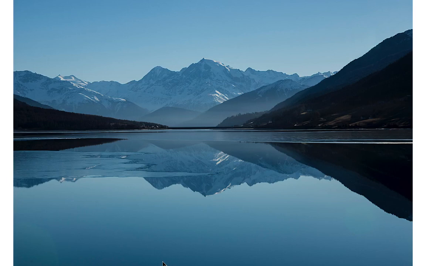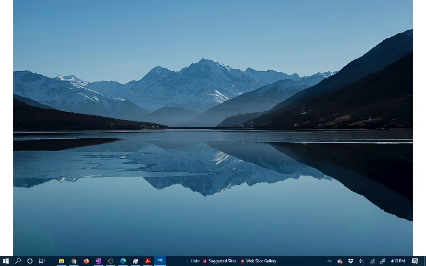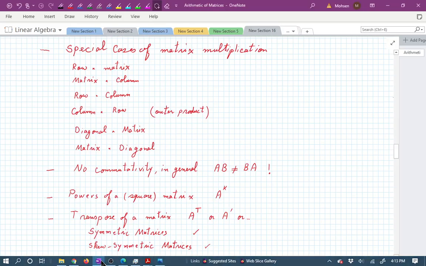Today we are going to continue our conversation about matrix operations and in particular multiplication. So let's go and take a look at this technical topic. We are going to have a list of small topics to go through.